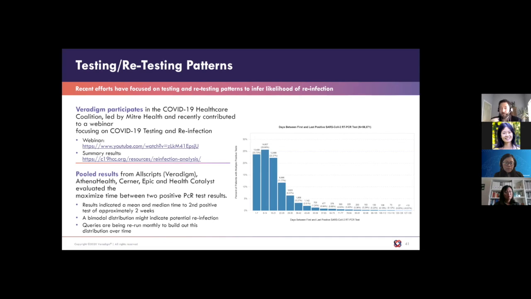We obviously are going to keep refreshing this analysis and pooling the data along with the other members of the coalition to see how this changes, and always be mindful and keep an eye out for a potential bimodal distribution or a second bump.